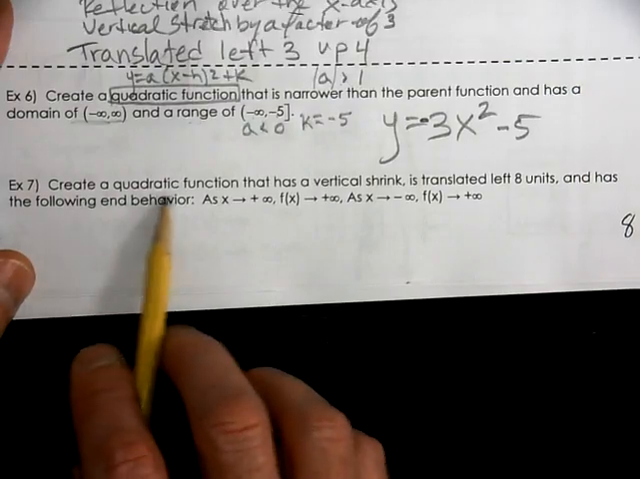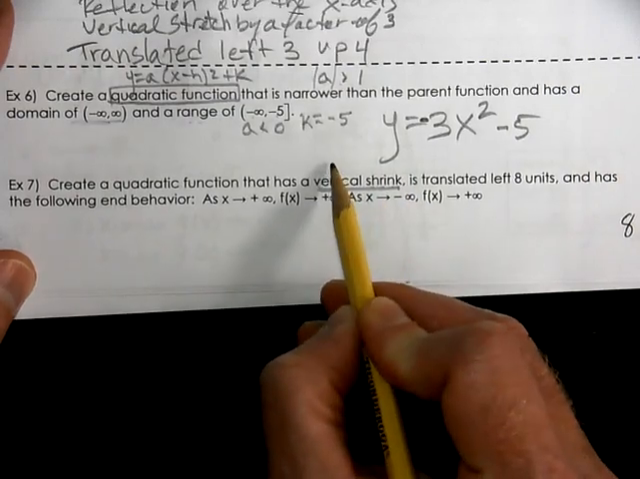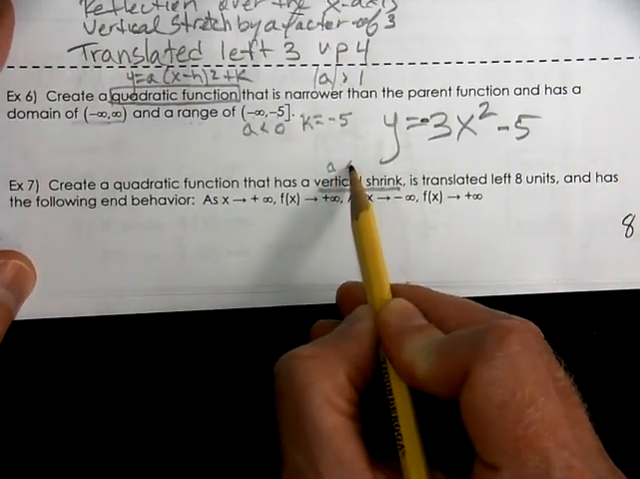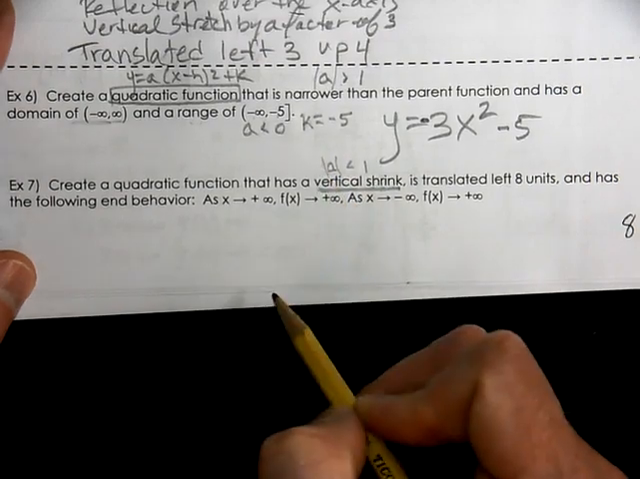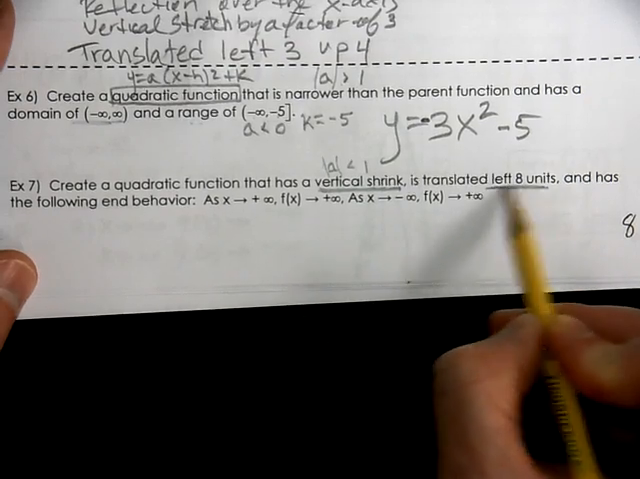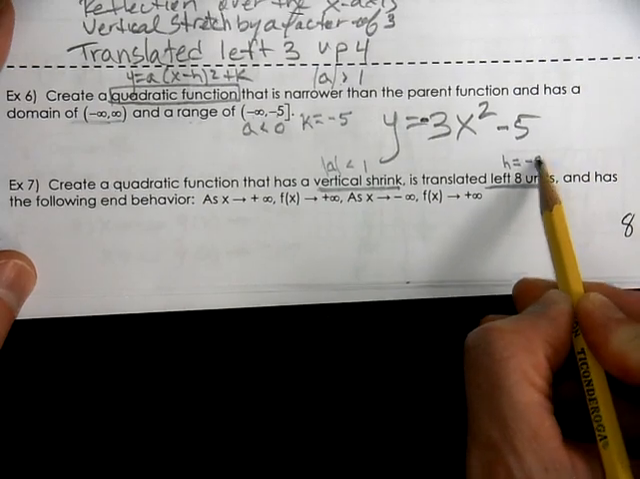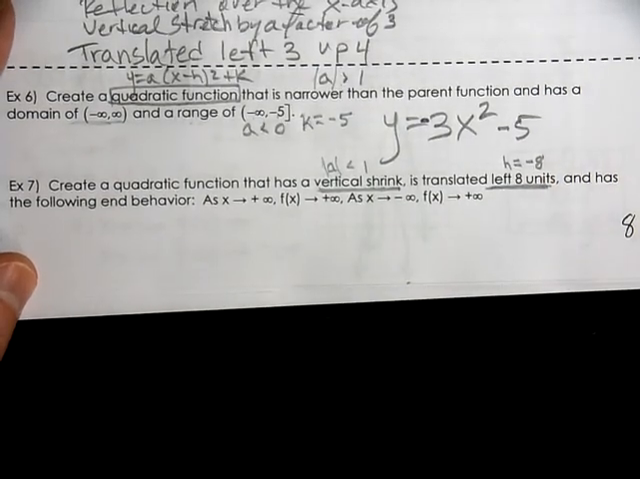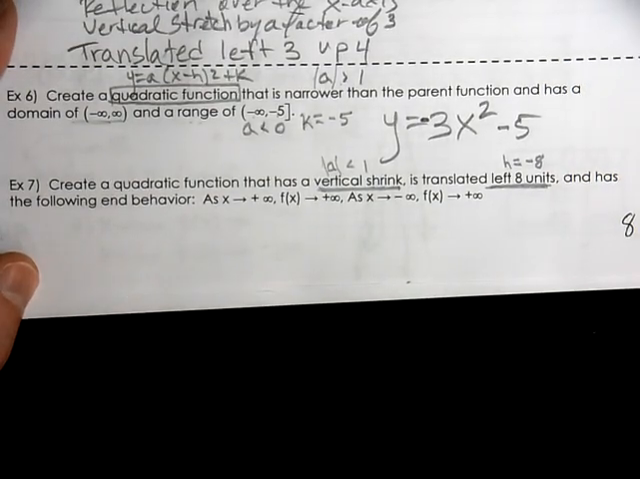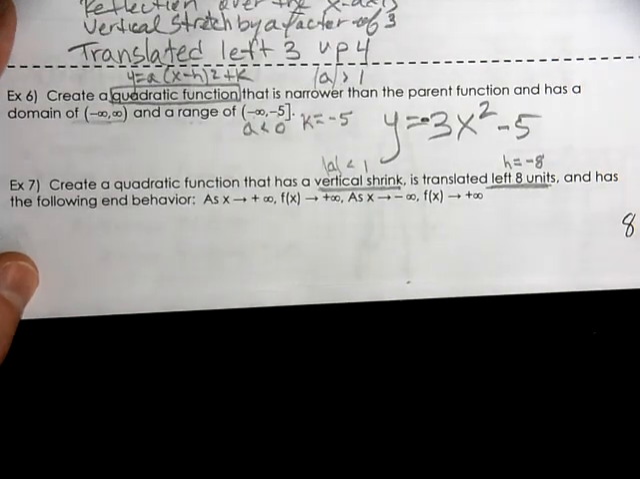And our last one. Create a quadratic function that has a vertical shrink. A vertical shrink is going to be an a value that is less than 1. We could put absolute values around that a. It has to be translated to the left. If it's translated to the left, our h value is going to be negative 8. Some people get confused and they think, oh, I thought you changed the sign. You only change the sign in the equation. If the graph is moving to the left, we need to put negative 8 because that's left.